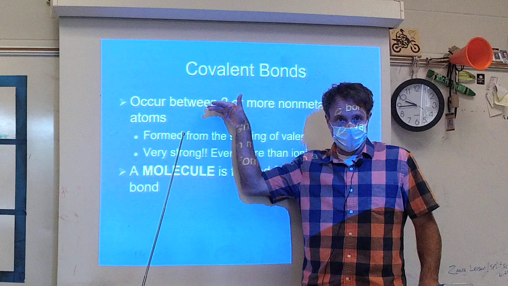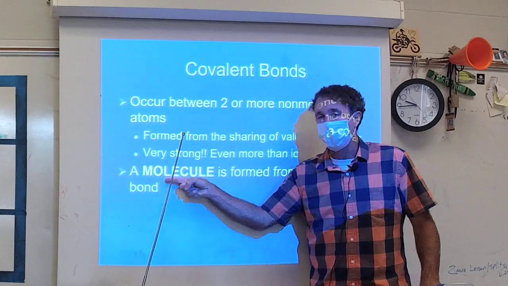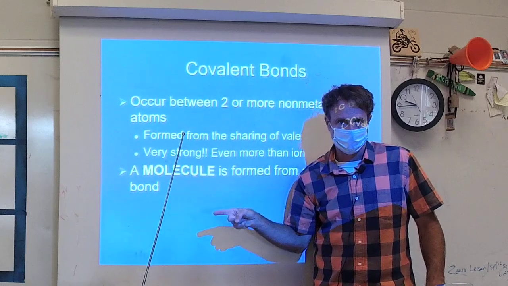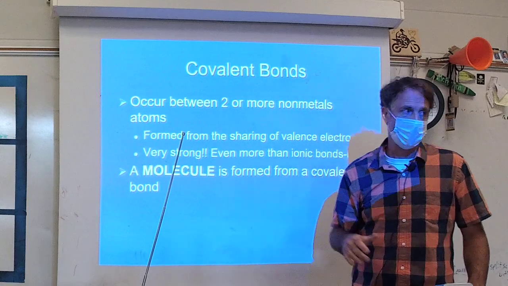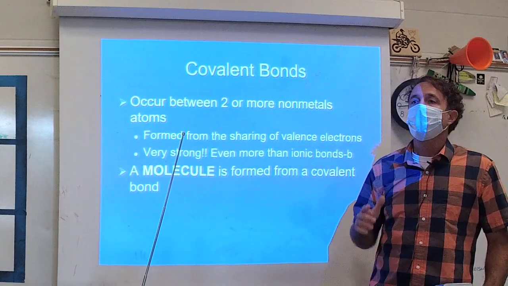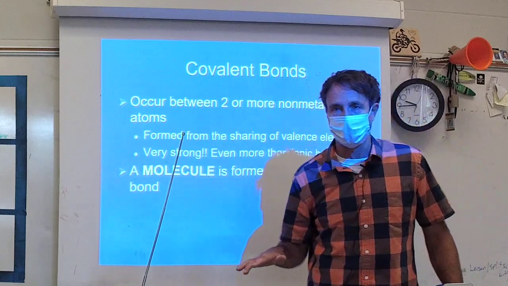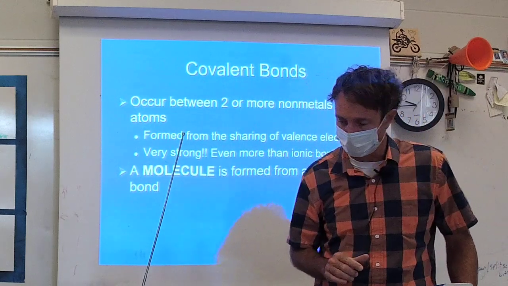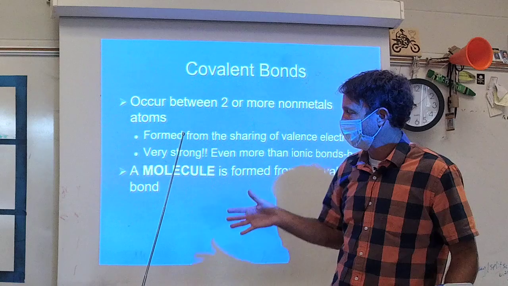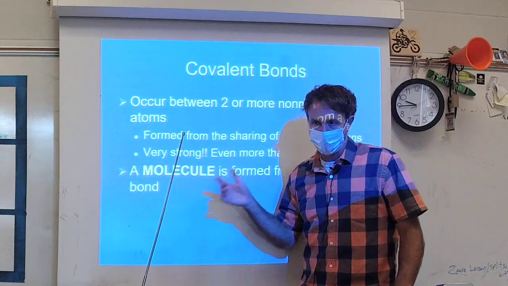When things are covalently bonded, we call them molecules, right? That's what a molecule is. NaCl, that crosses the stairs. That's not a molecule. There's no such thing as a molecule of salt. But there is a molecule of carbon dioxide.